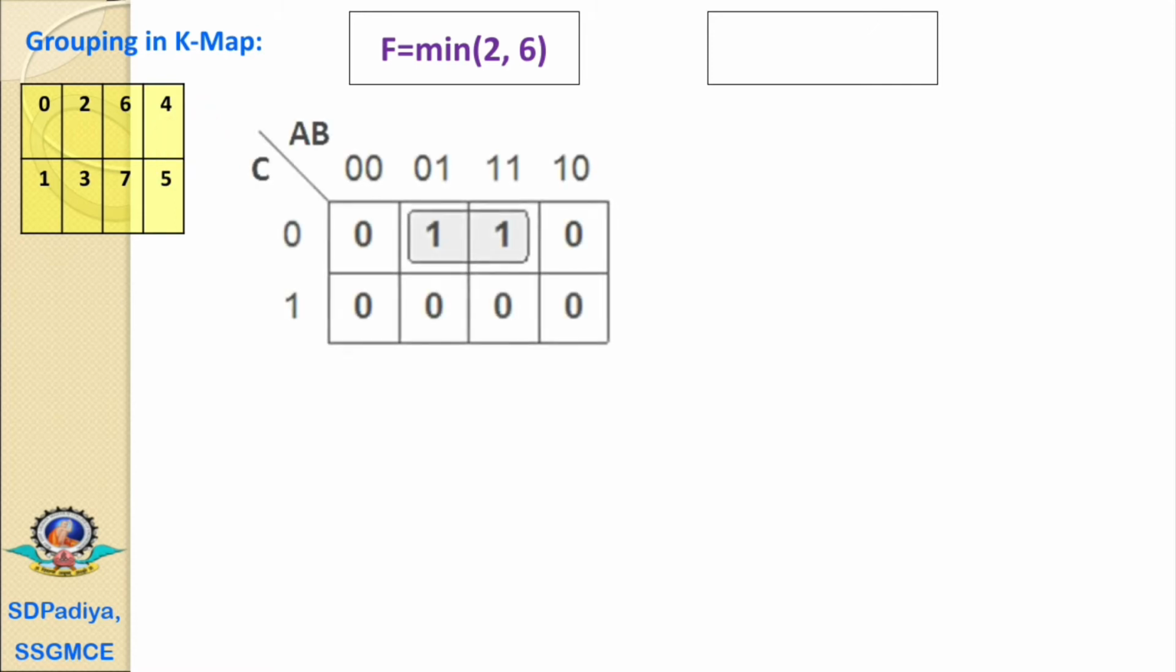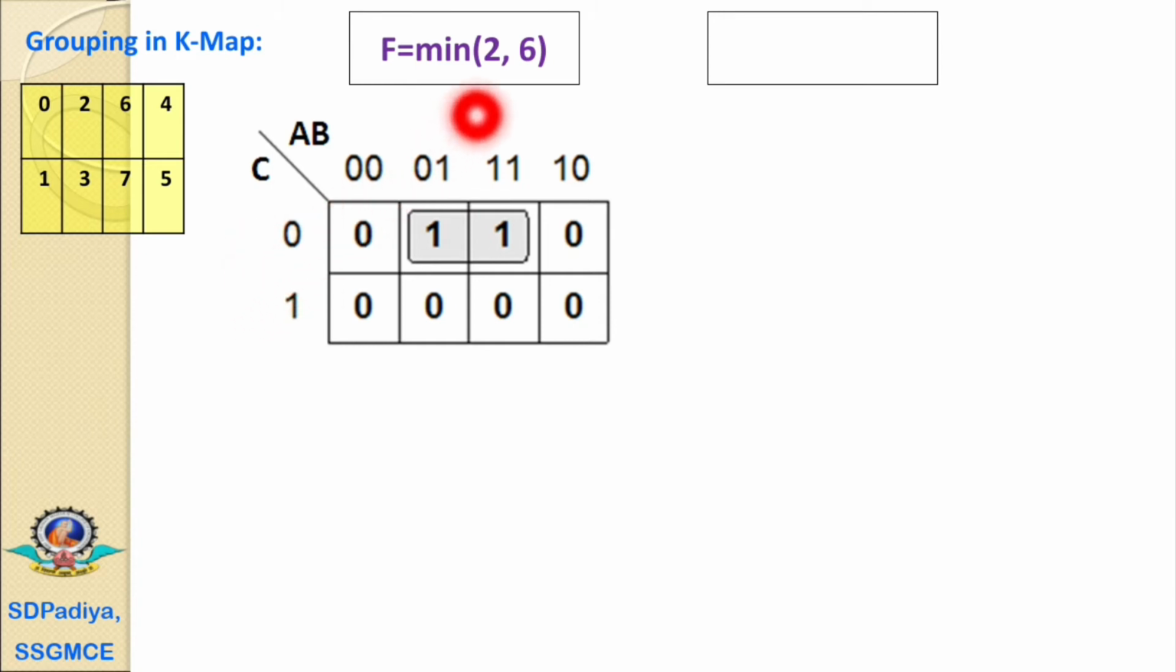Now, we'll construct the K-map with these 8 cells. First, for these 4 columns, we have the variables A, B, and these 2 rows are for the third variable, that is C. For these 4 columns, we have the values 0 0, 0 1, 1 1 and 1 0. We have to remember this. And for C, these values are 0 and 1.